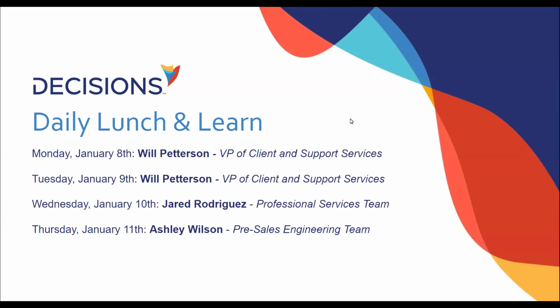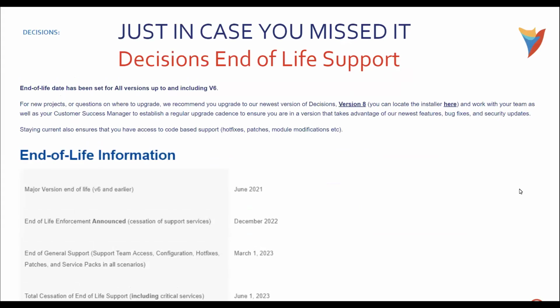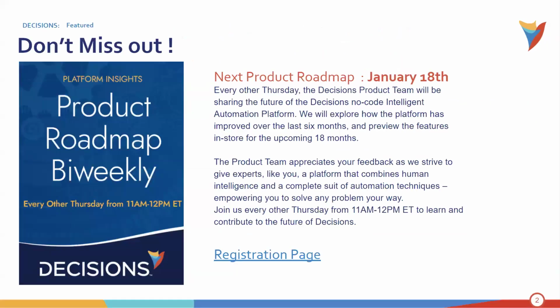Thursday, Jan 11th. I just wanted to go through a couple of these oldies and goodies, some favorites here, just to make sure we're all on the same page. In case you missed it, any decisions end of life support. And last but not least, can't miss out: the next product roadmap meeting, usually every other Thursday. So next Thursday is the jam, January 18th. So if you want to see what we have coming up, those are great to attend. We'll make sure to get you that registration link at any rate here.